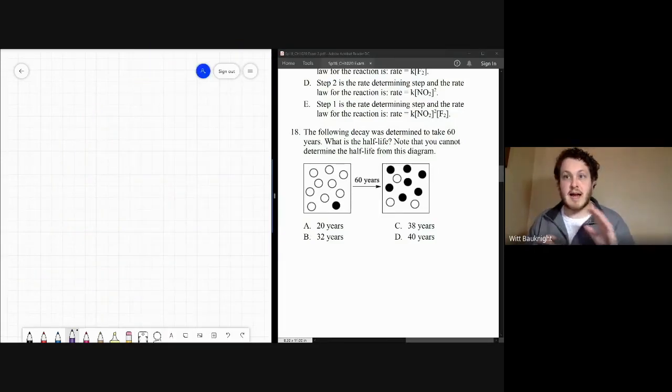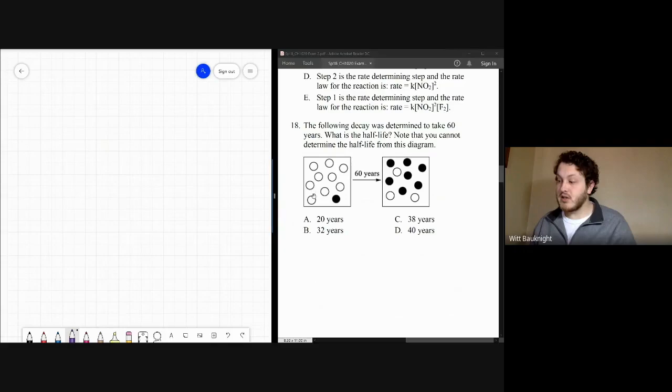I feel like these diagram ones trick up a lot of people, but it's usually as simple as counting things. So let's think about what is decaying in this case, and what is it decaying into. For this initial diagram, we have a lot of white dots, and we have less over here. That means white is decaying. So that's the first thing you need to understand. Now, let's count how many whites there are initially. There's 1, 2, 3, 4, 5, 6, 7, 8, 9 initially, and 1, 2, 3 after 60 years.